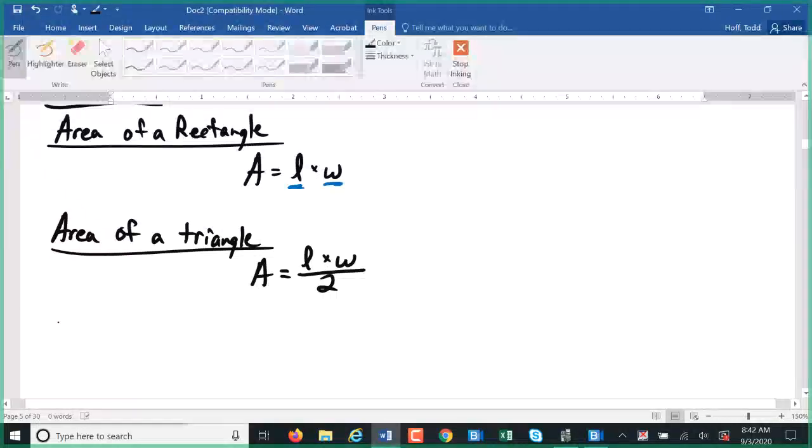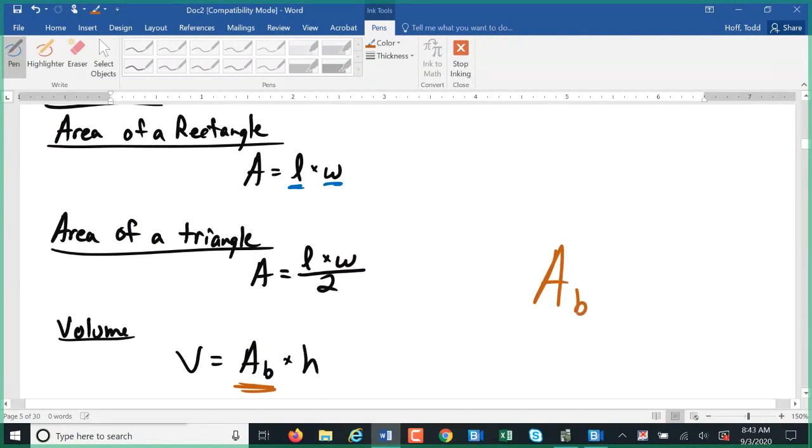Other ones we saw was volume. Volume was the area of a base times the height. Now, one thing I should point out, I used it yesterday, but I didn't talk about it much. This here, that A with the little b. The little b is called a subscript. That subscript is telling us that that is a special type of letter A.